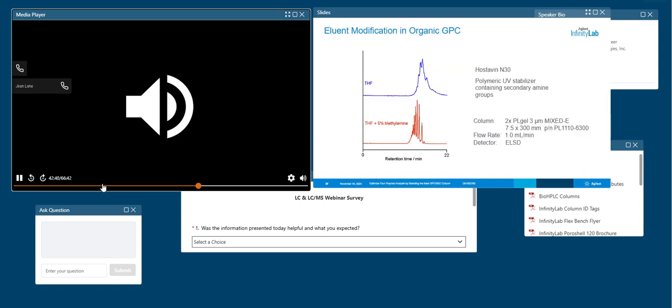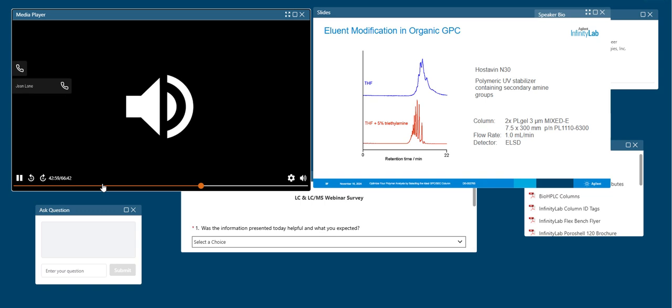Here's an example for an amine-containing sample. Here we have Hustavin, which is soluble in THF, but when run on the polystyrene divinylbenzene MIXED-E column, we don't see very good separation for the sample. And we see a bit of tailing, which is a good indicator of interaction and non-SEC behavior.